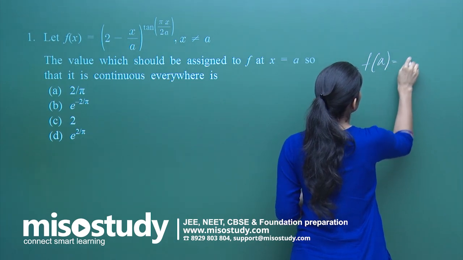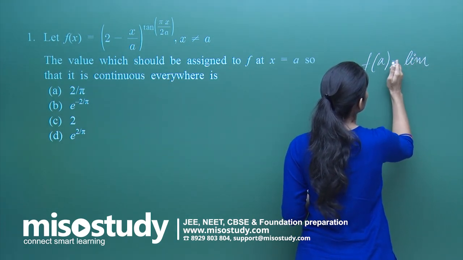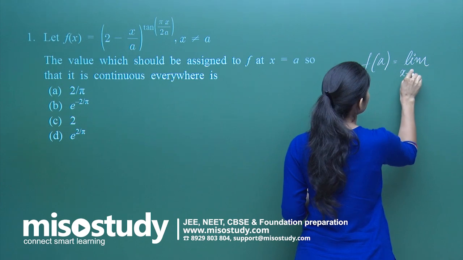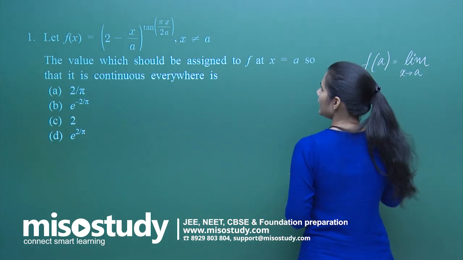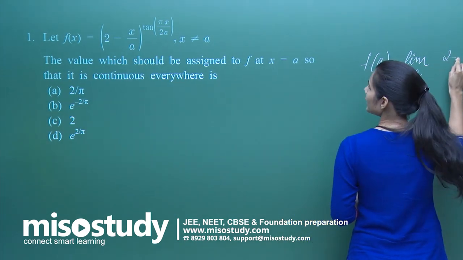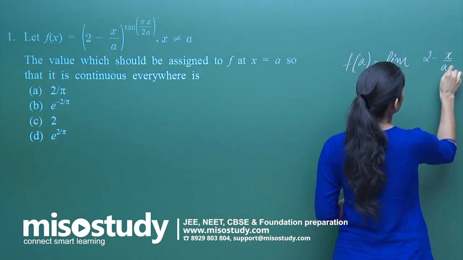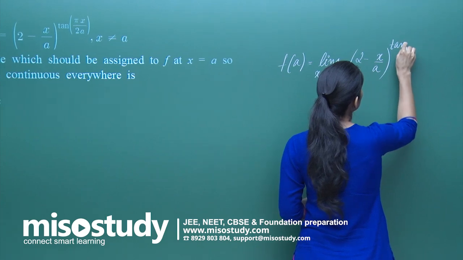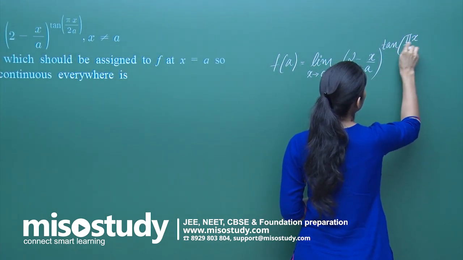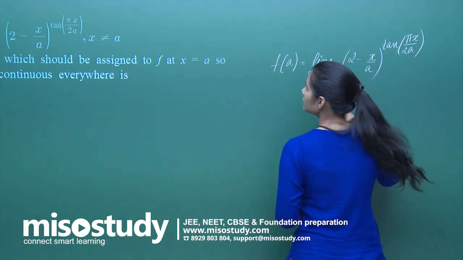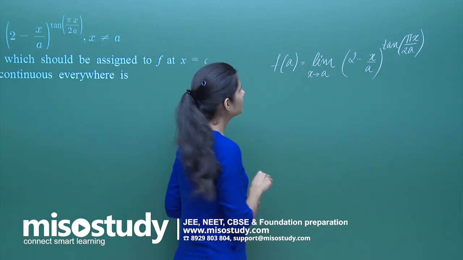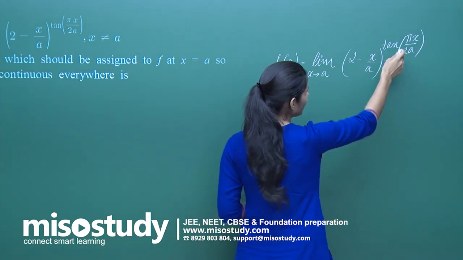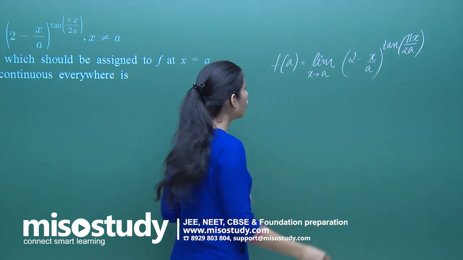f of a should be equal to limit x tends to a f of x, and f of x is what? 2 minus x upon a, whole to the power tan of pi x by 2a. Right. Now over here you can see there is power. I want to get rid of this power. I will be applying log both sides.